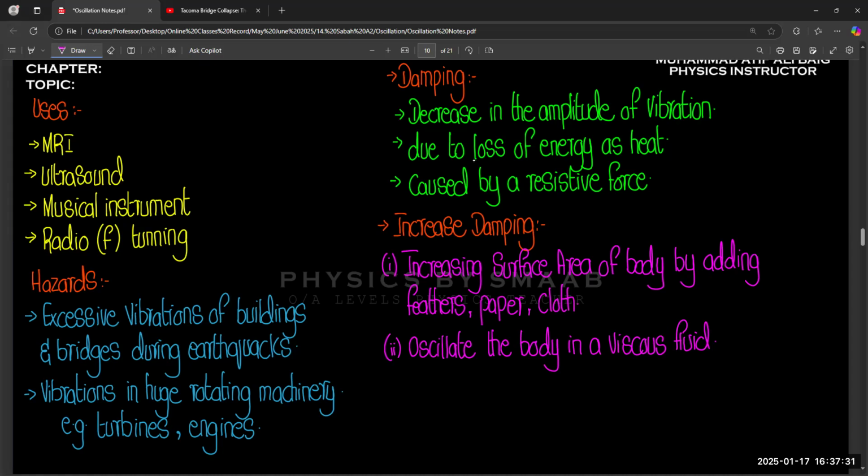And there are different types of damping also. Some are called light damping, some are called critical damping, and some are called heavy damping. So let's see what is the difference between them.